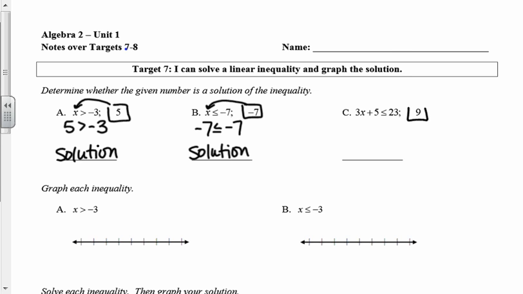And again, same idea here on C. Plugging it in, we have a little bit more of some calculations to do here. And you actually really don't have to go further than this. If you just think about what's 3 times 9 plus 5, that's going to be more than 23, because if we have 3 times 9, that's 27 right off the bat, and we're adding 5 to that, so not a solution. So just getting used to that idea of an inequality greater than or less than.